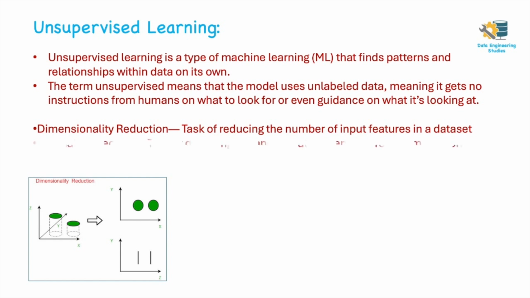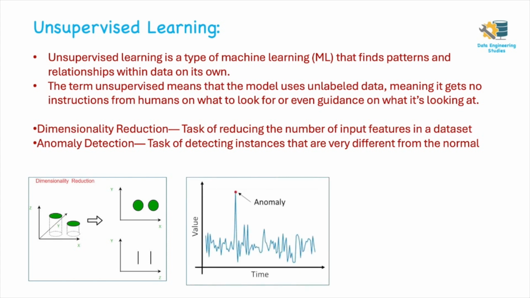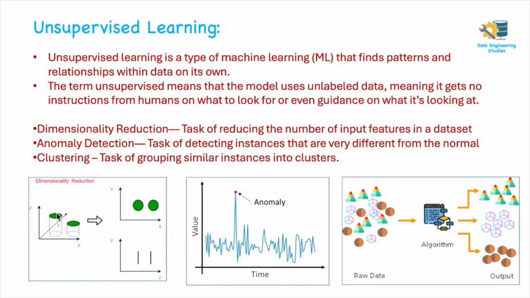The next task of unsupervised learning is anomaly detection. Anomaly detection is a task of detecting instances that are very different from normal. Using the input data, the model determines the instances that are very different from normal. The next task is clustering. Clustering is a task of grouping similar instances into clusters. For example, if our input has three types of data, using machine learning, we can group them into three different clusters.